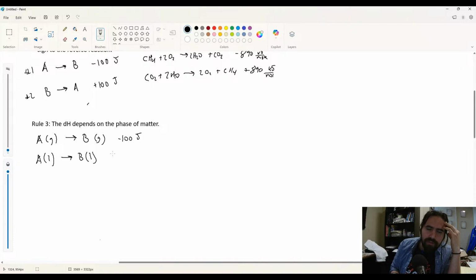Okay. Just because it's the same molecule or the same atom in the same chemical reaction doesn't mean that it's always going to have the same change of enthalpy. Because in this case, they're in liquid form as opposed to gas form, the change of enthalpy could be something totally different. And that's what we're talking about when we're talking about the third rule.